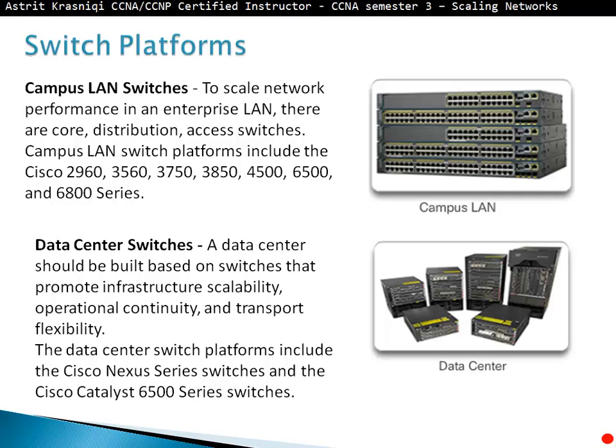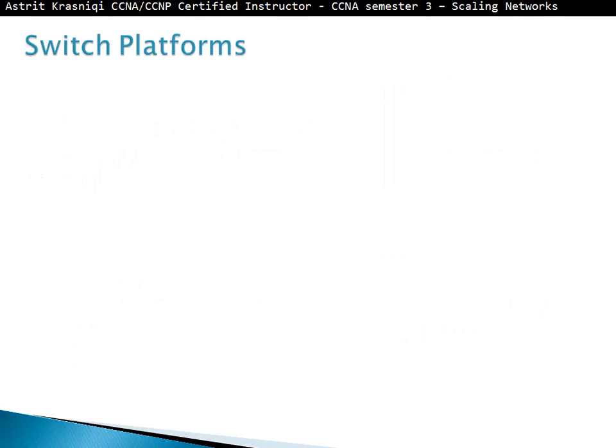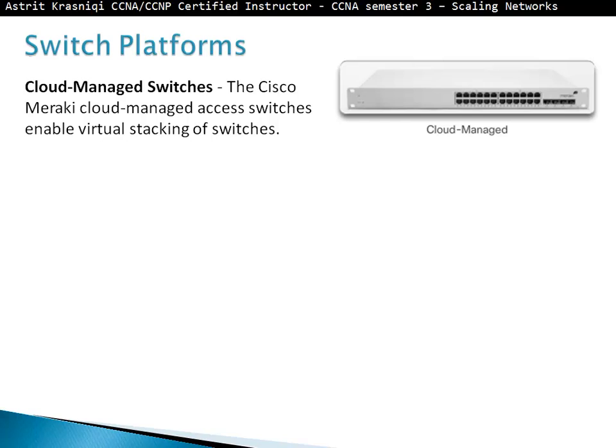Data center switches should be built based on switches that promote infrastructure scalability. So here we are thinking about scalability. We're going to grow. Operational continuity and transport flexibility. The data center switch platforms include the new Cisco Nexus series switches and the Cisco Catalyst 6500 series switches. Then we have cloud management.